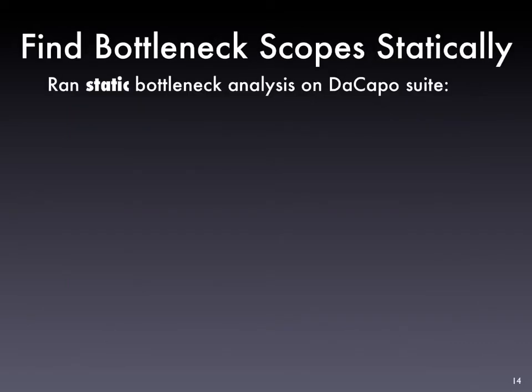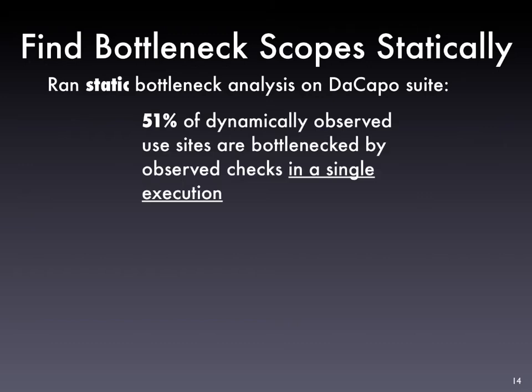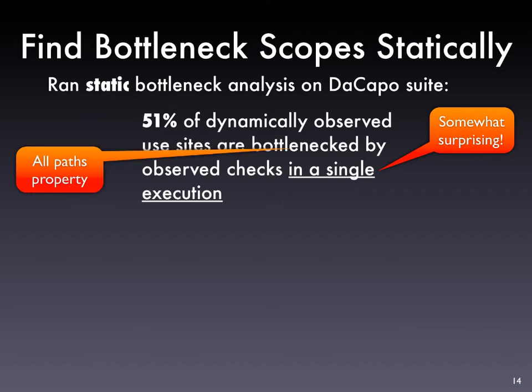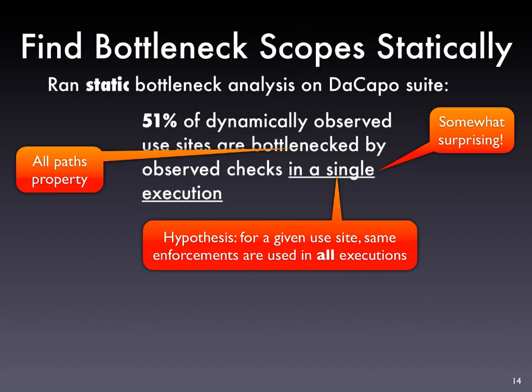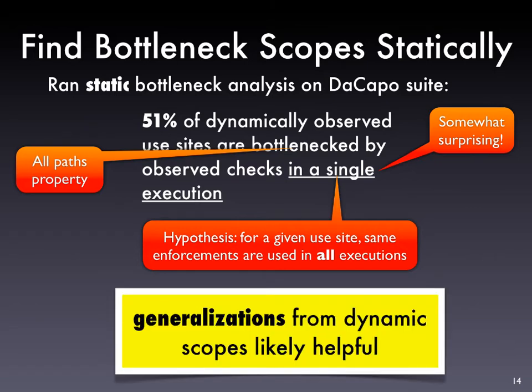To find out how often this happens in the real world, we ran a static bottleneck analysis on the Takapo benchmark suite, and we found that 51% of the time, dynamically observed use sites are bottlenecked by observed checks in a single execution. This was surprising to us, because as we said, the bottleneck property is an all-paths property, and that's not something you typically expect to see in a single execution. We hypothesized that perhaps for a given use site, the same enforcements are used in all executions. This might explain what we see. In any event, what this means is that generalizations from dynamic scopes are likely to be helpful.